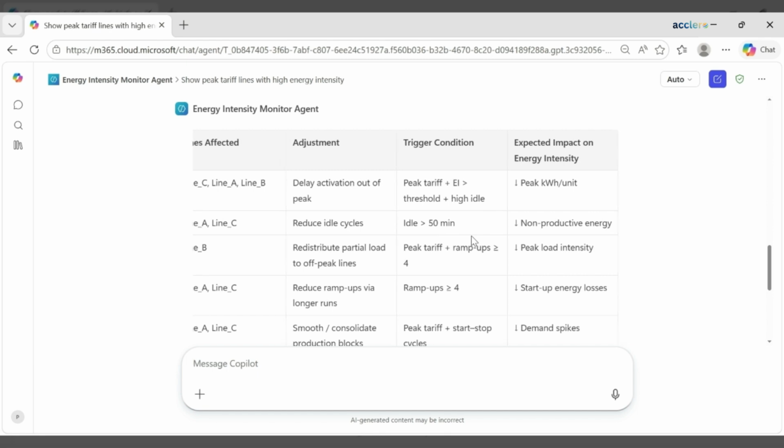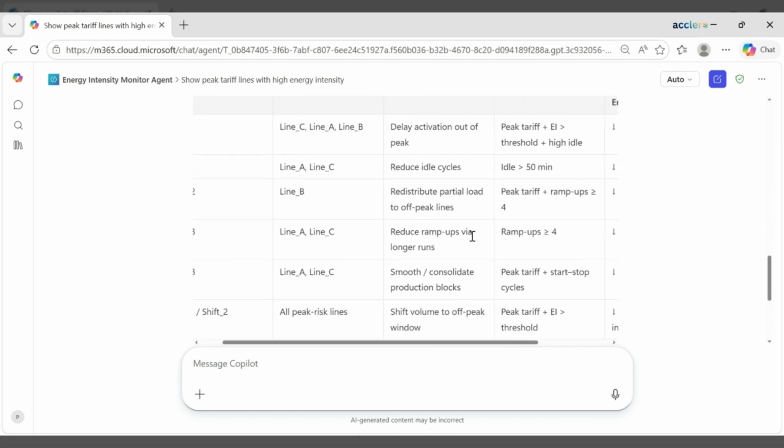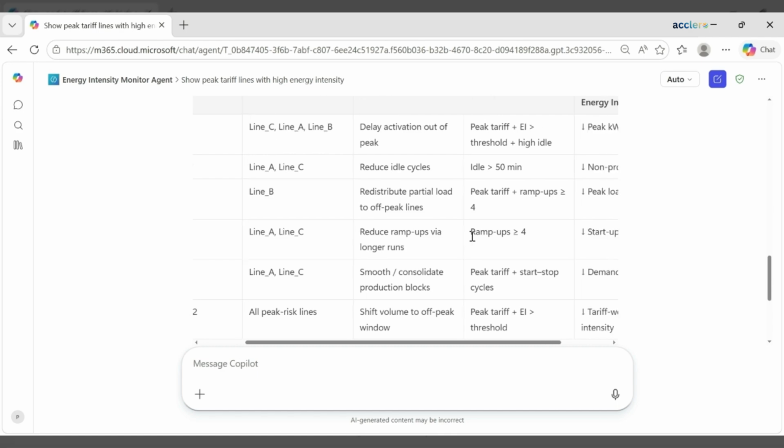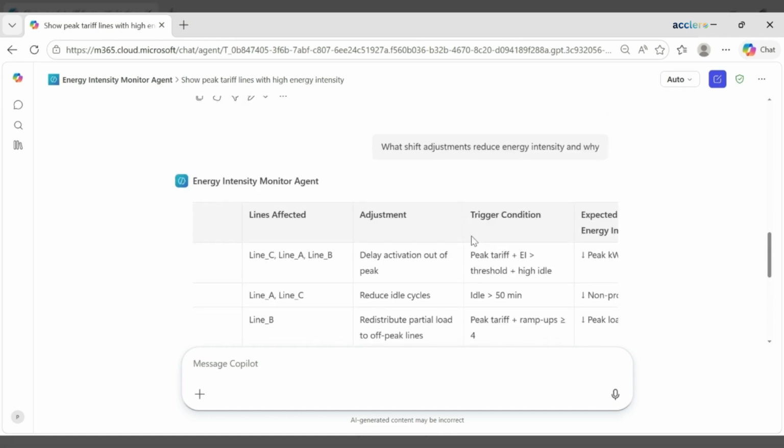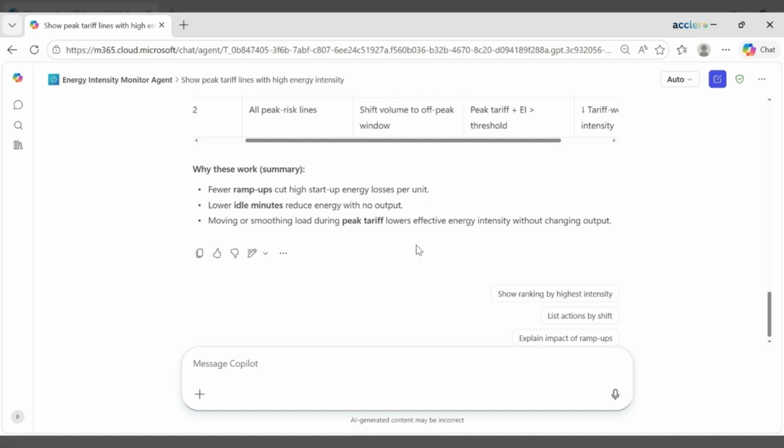So these actions directly address the key drivers like the ramp up, idle time, and peak tariff exposure. So why this is required, as reducing ramp ups and the idle time lowers the energy spike while shifting the load away from the peak tariff. It improves the efficiency without impacting the output.